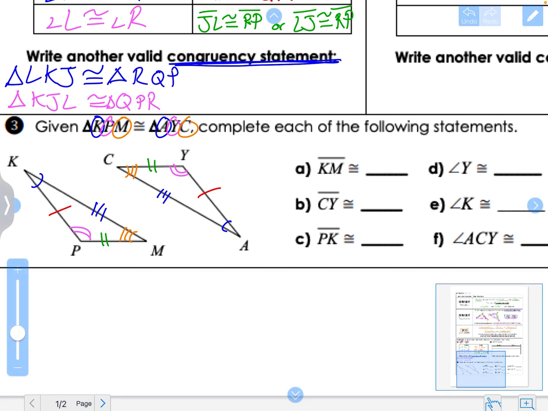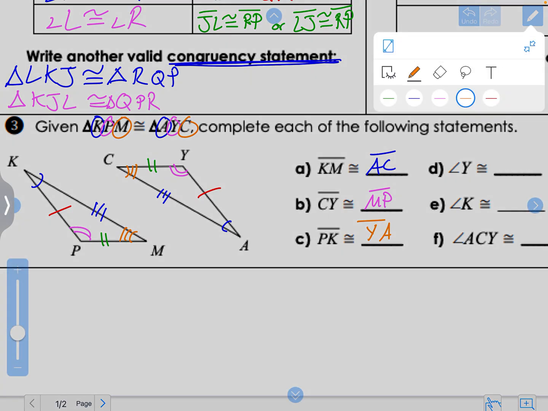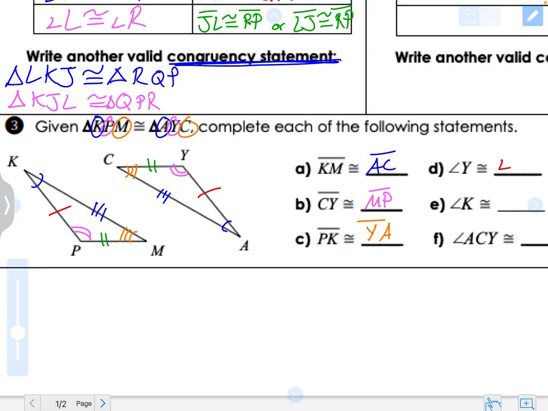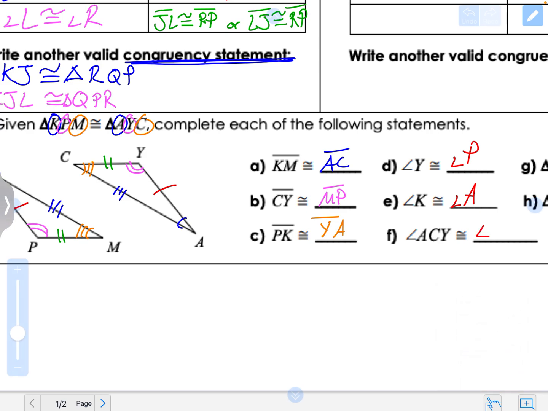So we can write this as KM, and again, I've got to do the same order, has to be congruent to AC. CY has to be congruent to MP. And PK has to be congruent to YA. Angle Y is congruent to angle P. K is congruent to angle A. Angle ACY is congruent to KMP.